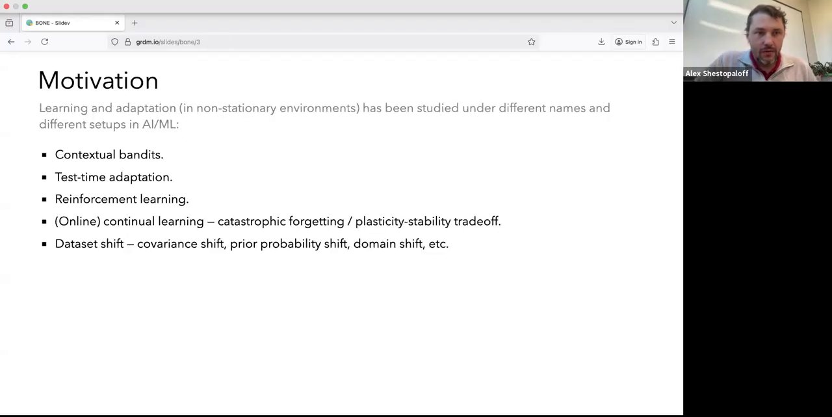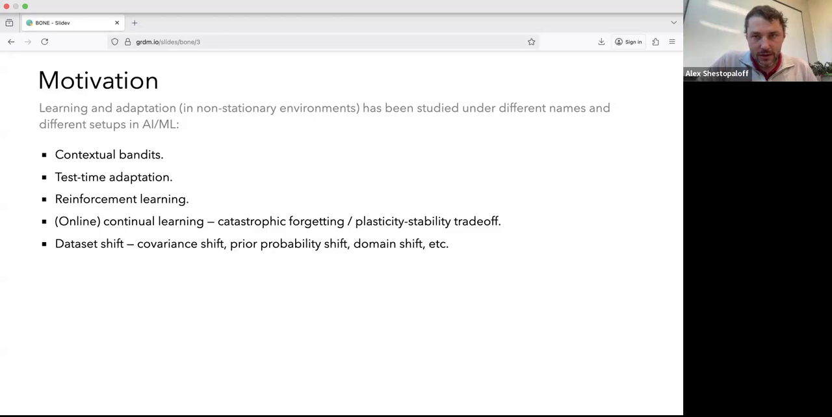So, what's the motivation for this? The motivation is quite widespread. There are many different contexts where learning and adaptation in non-stationary environments comes up, across different applications in AI and machine learning. Some potential examples are listed below. Contextual bandits, a bandit problem where you have external covariates that guide the choice of the arm that you're pulling. Test time adaptation. Then you have reinforcement learning, which can also be viewed from the point of view of learning in a non-stationary environment.